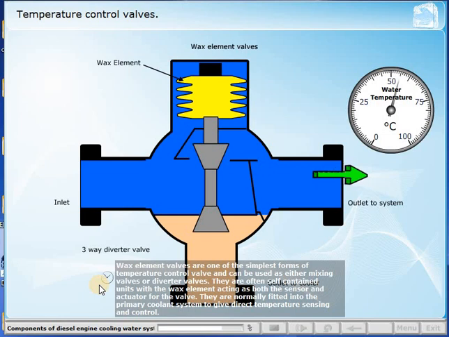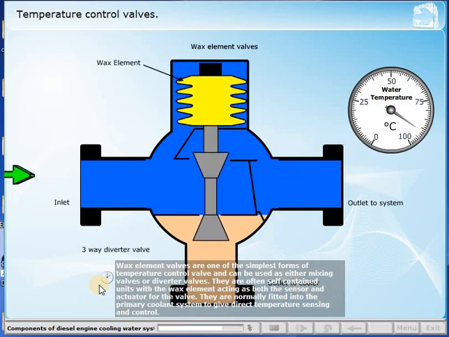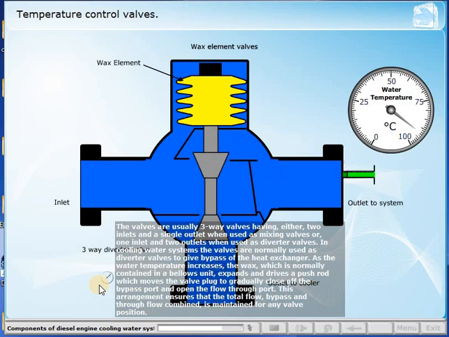Wax element valves are one of the simplest forms of temperature control valve and can be used as either mixing valves or diverter valves. They are often self-contained units, with the wax element acting as both the sensor and actuator for the valve. They are normally fitted into the primary coolant system to give direct temperature sensing and control. The valves are usually three-way valves, having either two inlets and a single outlet when used as mixing valves, or one inlet and two outlets when used as diverter valves.